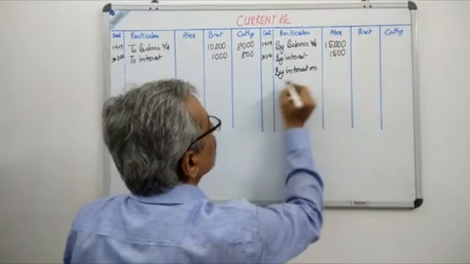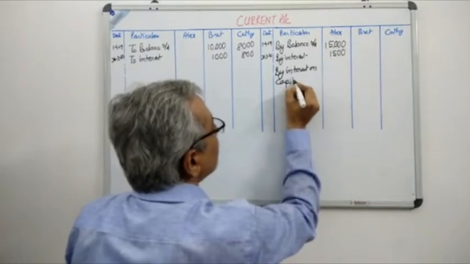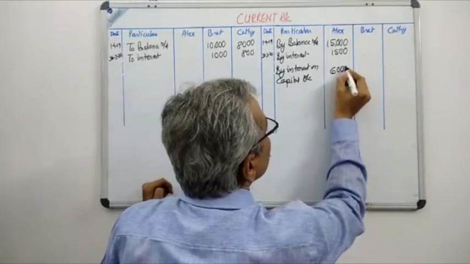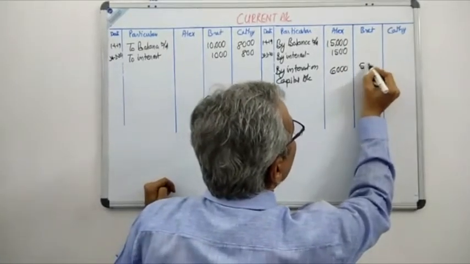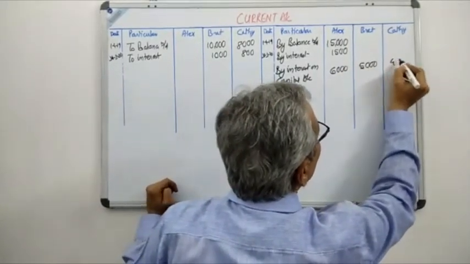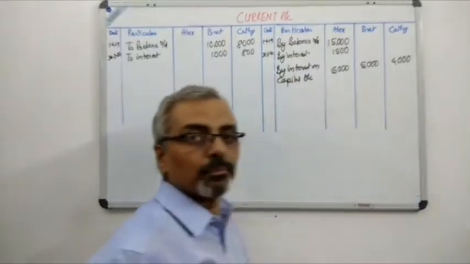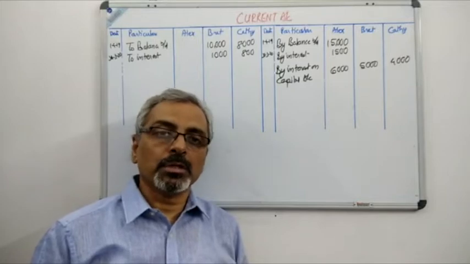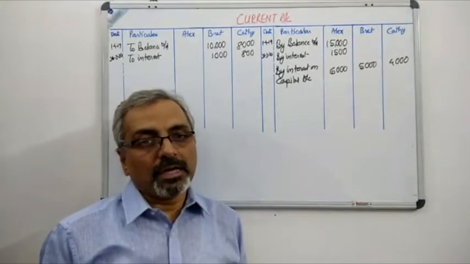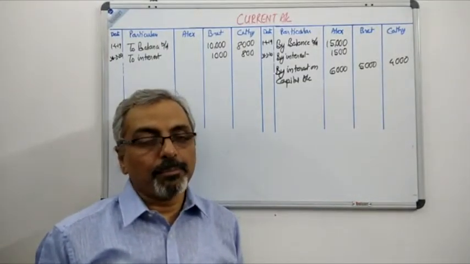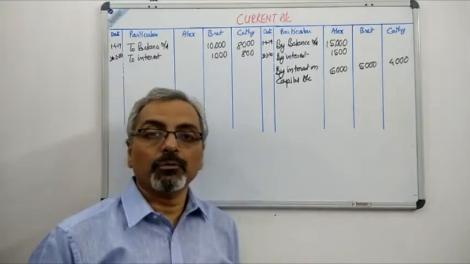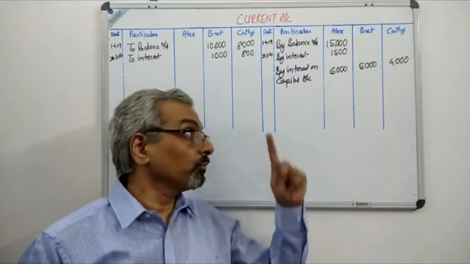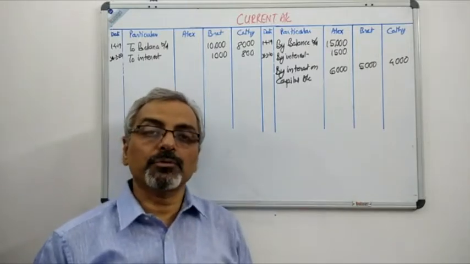by interest on capital account. Remember, we had 6,000 for the first partner, 5,000 for the second partner, and 4,000 for the third partner. Why? Because if you remember, the capital was at the rate of 5%. We had calculated the interest on capital, and that is the reason, on 1,20,000 we had 6,000, on 1 lakh we have 5,000, on 80,000 we have 4,000. That was the capital balance which was given.